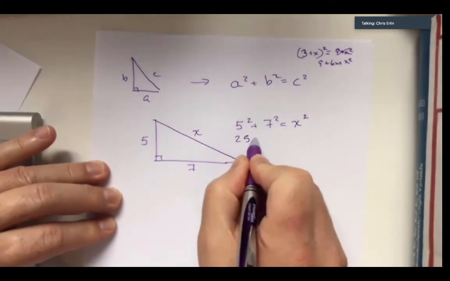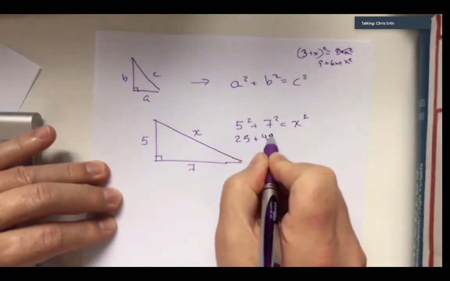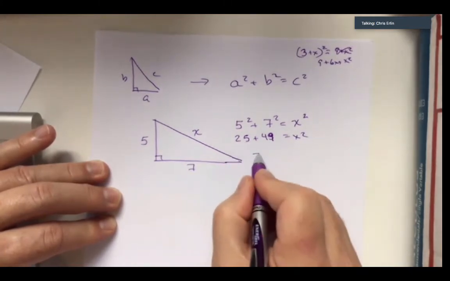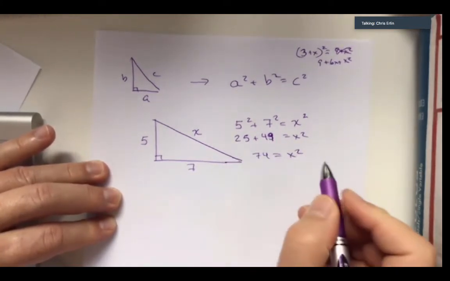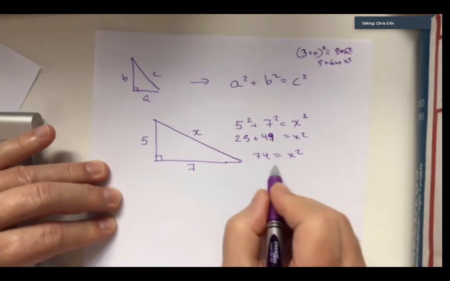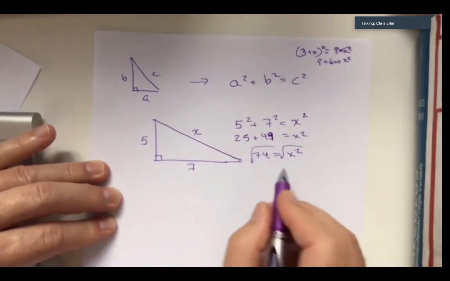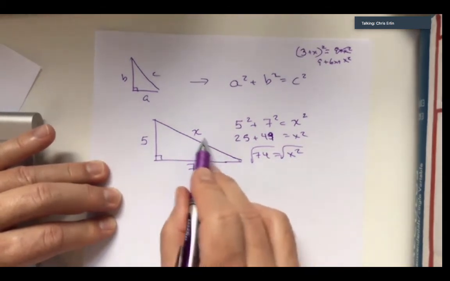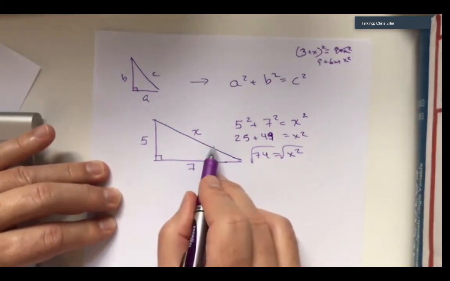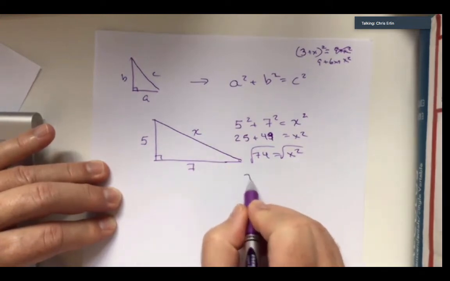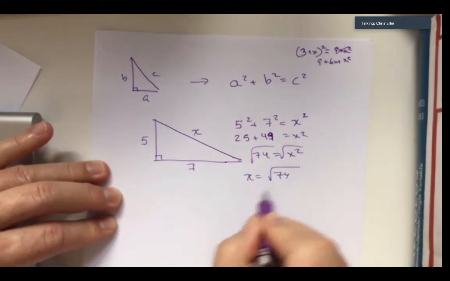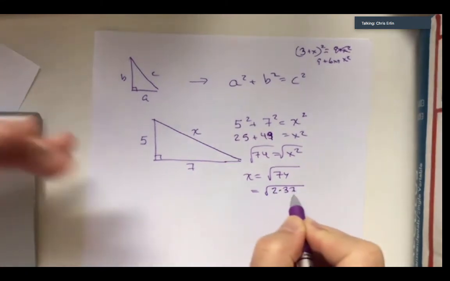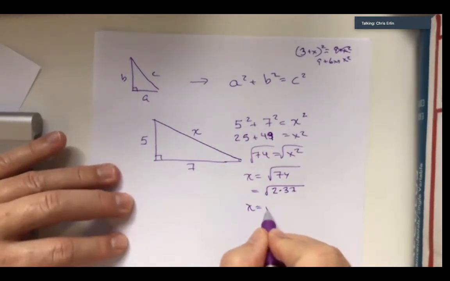That's 25 plus 49 equals x squared. 74 equals x squared. Well, can I simplify that? I can take the square root of both sides. Normally that would give me a plus or minus, two possible solutions. But because this is a length, all I'm concerned with is the positive. And if I wanted to simplify that, 74 is 2 times 37, which is a prime number. Therefore, the square root of 74 is the solution.